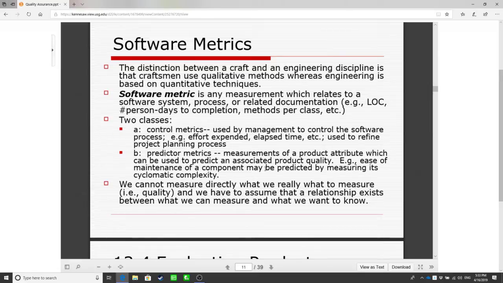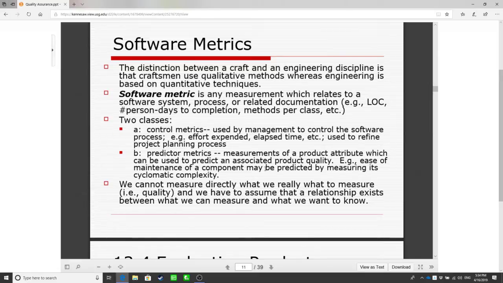So if we want to do quantitative techniques, metrics are important. It's a measurement which relates to a software system, process or related documentation, right? So there are two classes. First is control metrics. The second is predictor metrics. What is the difference? It's important to remember the difference between these two.